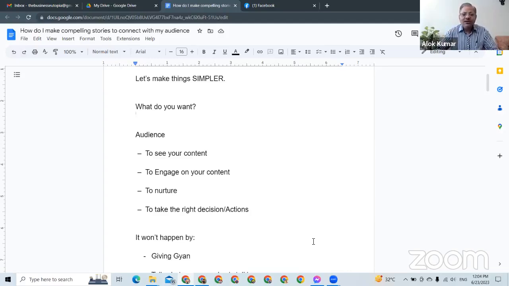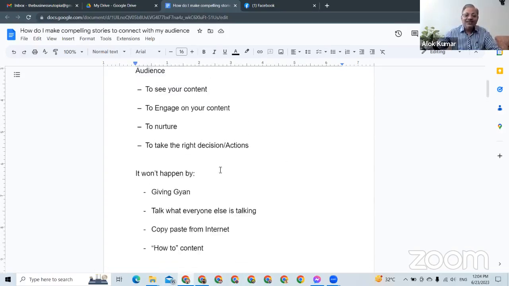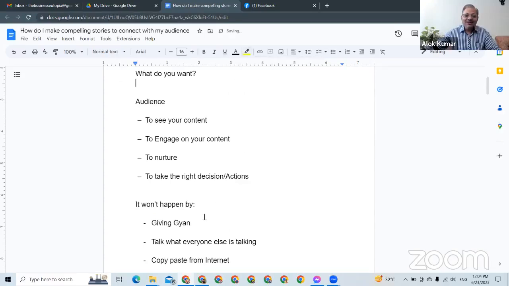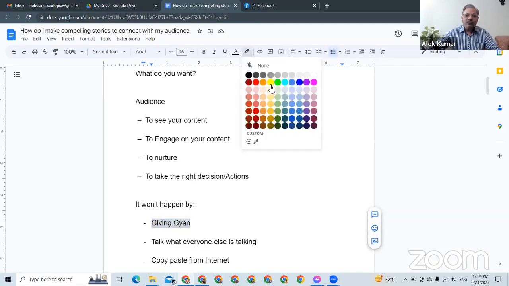That's your purpose, right? And then once they are nurtured enough and they want something from you, you need to help them take the right decision, which will help them grow better, right? So this is what your purpose is, correct? Now, it is not going to happen, which normally is the case, by what I call giving gyan. What do I mean by giving gyan? You are just talking about something or the other, multiple things which are not related to your niche or to what your customer wants. Then what to do, right?